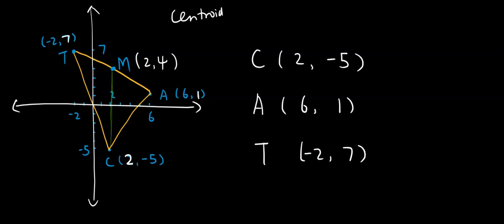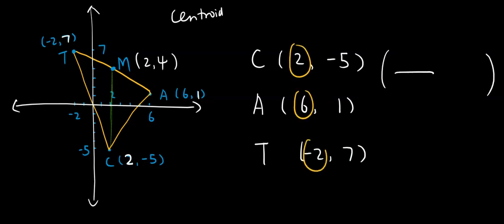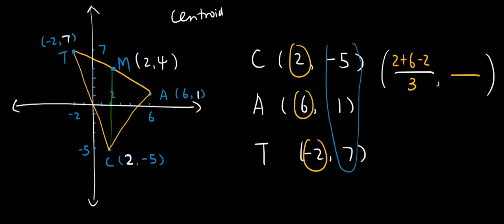To find the centroid, super simple. We need to add the x coordinates, all three of them: 2 plus 6 plus negative 2, divided by 3. Since we add all three, we divide by 3. Next, we add all three y coordinates: negative 5 plus 1 plus 7, divided by 3. Now we simplify. 2 and negative 2 become 0, so 6 divided by 3 is 2. And negative 5 plus 1 plus 7 divided by 3 gives us 1.